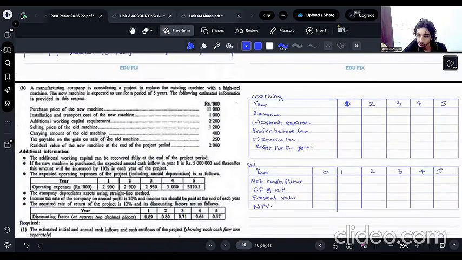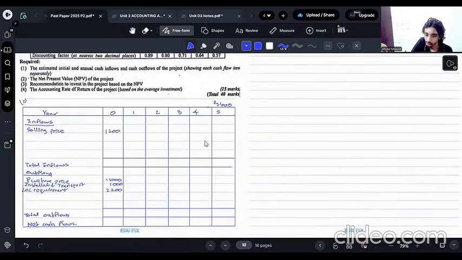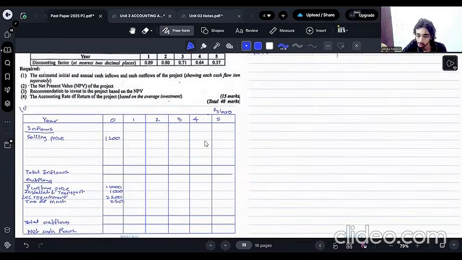Then carrying amount of old machine, you don't need it. Tax payable on the gain on the sale of old machine 250. When you're selling that old machine and get a profit, a disposal gain, you're supposed to pay a tax for it, that is 250. And that will be an outflow. Tax on machine 250. Okay, that is done.